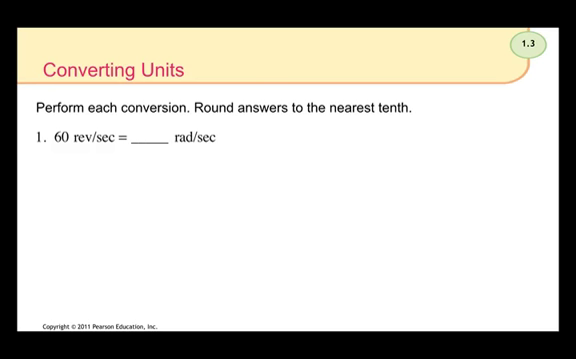So what we're going to have to change from problem number 1, we're going to have to change 60 revolutions per second to X amount of radians per second. We're going to be using the following fact that 1 revolution is equal to 2 pi radians. You saw this in section 1.2.